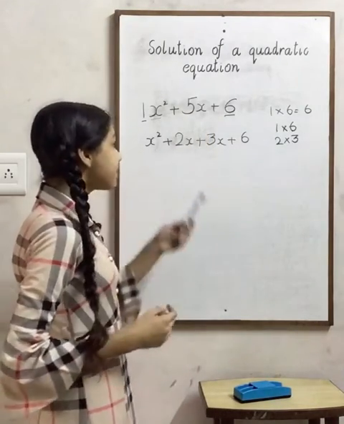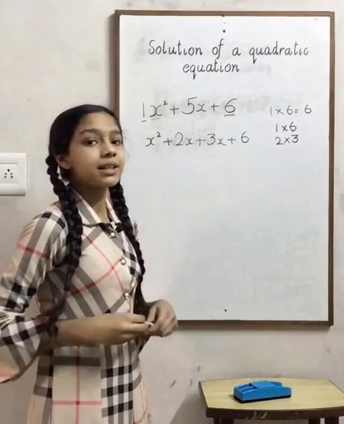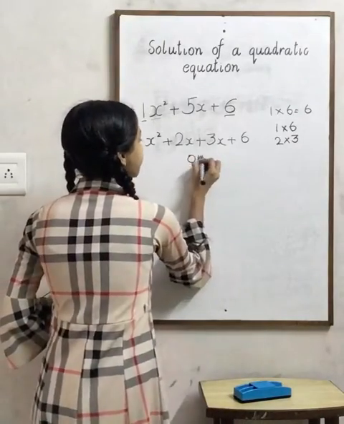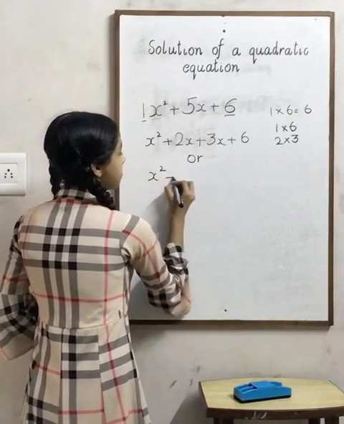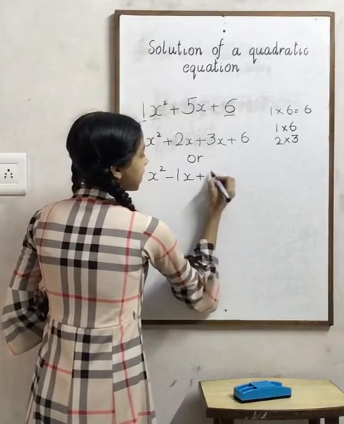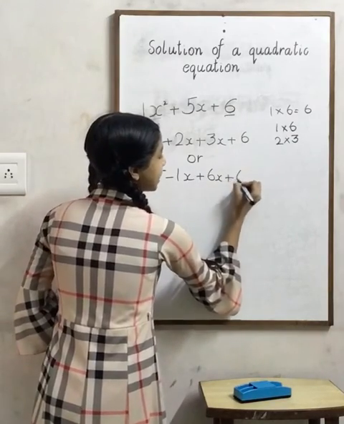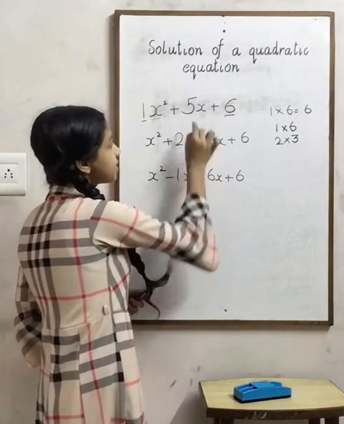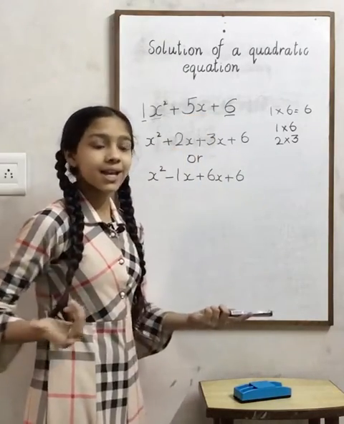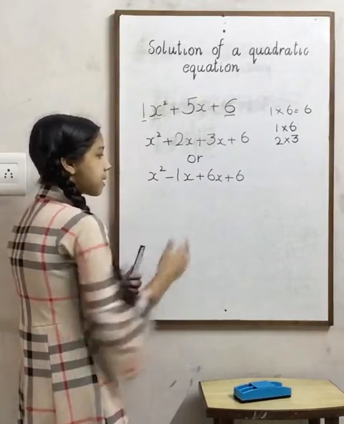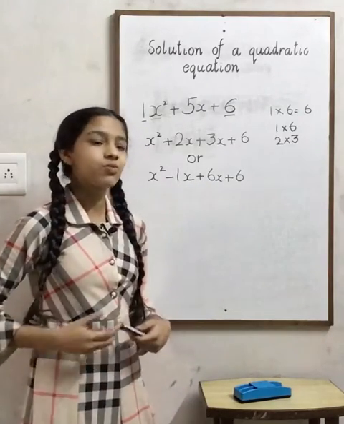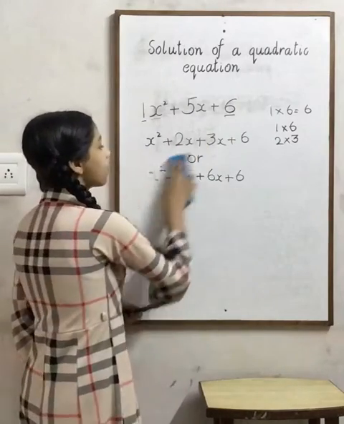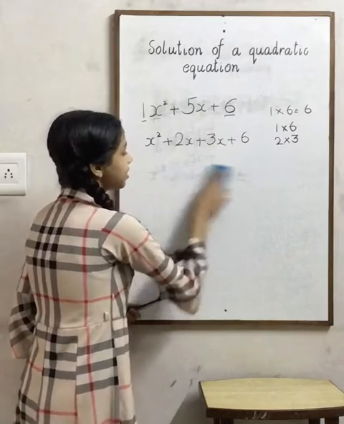And why do we do it? Because it makes the sum easy to solve. We can also write here x square minus 1x plus 6x plus 6. Because by adding these two terms, the answer is still 5. Why? Because plus and minus, by adding them, the net result will be minus, and 6 minus 1 is equal to 5. We will talk about 2x and 3x.